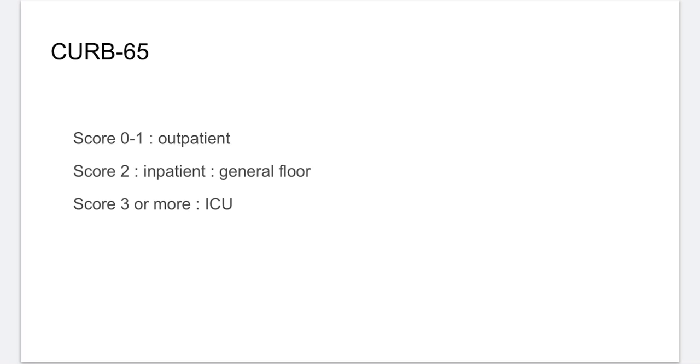If the score is 2, we manage the patient as an inpatient on the general floor. We can also give him IV antibiotics and do some monitoring as well. If the score is 3 or more, that is a very severe case of community-acquired pneumonia, and the mortality rate can go above 22%. So in that case, we manage the patient in the ICU with constant monitoring and IV antibiotics until the patient improves. And that is all from today.